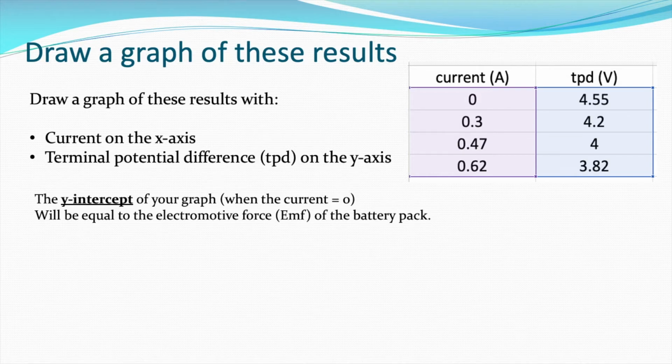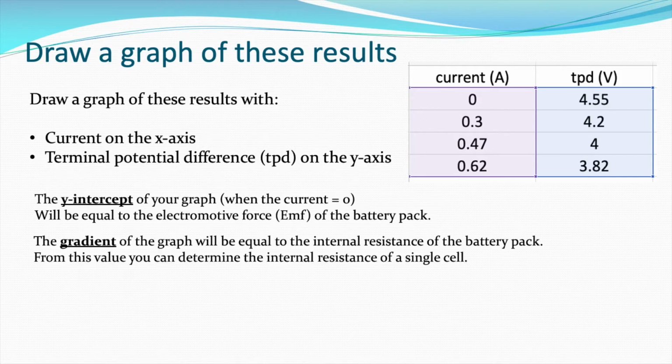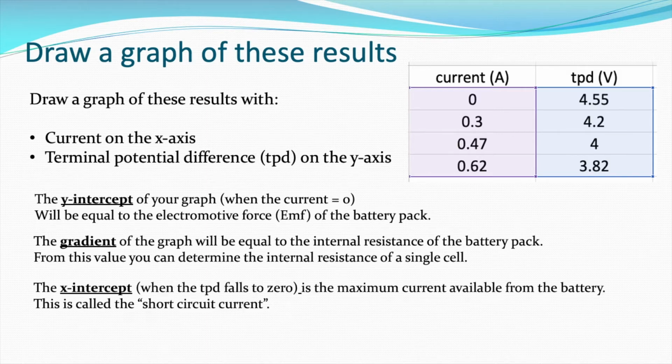The gradient of your graph, because your y-axis is voltage and your x-axis is current, will be V over I, which is R. It will be equal to the internal resistance of the battery pack. And from that value, you should be able to determine the internal resistance of one of the cells. Your x-intercept, if you extend your graph so that the line cuts the x-axis, will be the maximum current available from the battery.